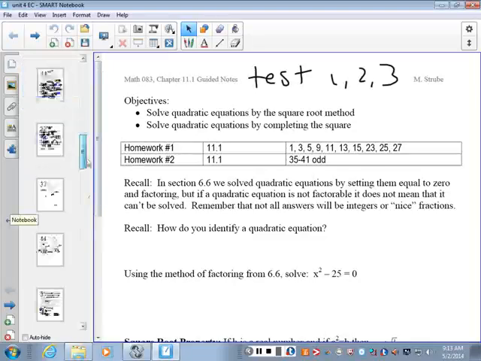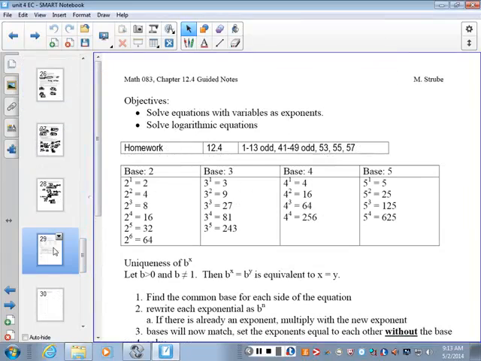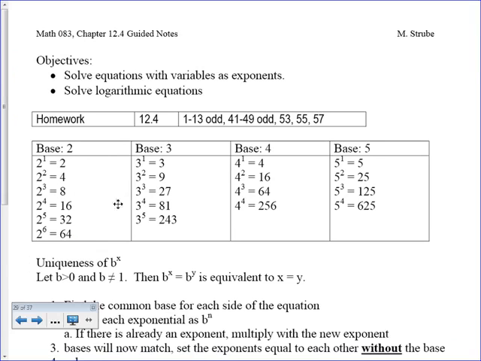So let's start with the 12.4. And then after these two sections, we have one section left on Monday. And that's the course. So what we're going to start with in 12.4 is solving exponential equations.